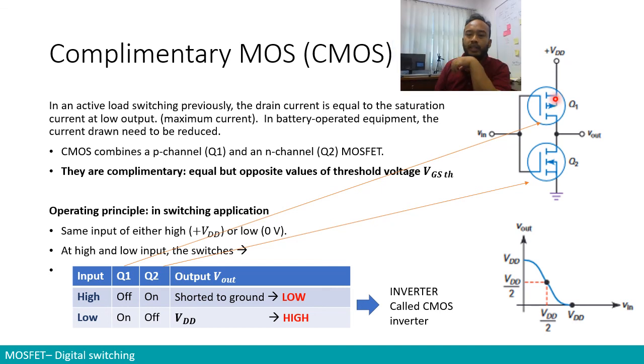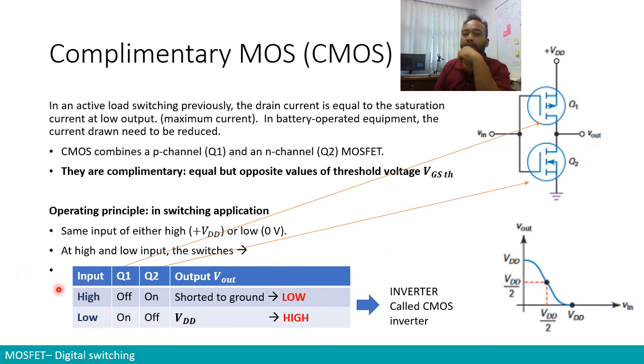So when Q1 is off and Q2 is on, when we try to figure out what the output voltage is, we can see that V output is not connected to VDD. VDD is not connected to V output, and V output is connected directly to the ground. So it is short-circuited to the ground. Therefore, you will observe a low output at V output when V in is high.